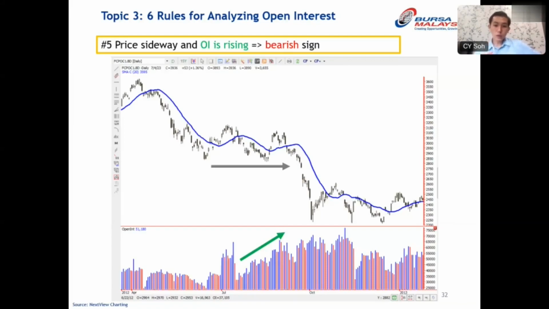But there is one rule of thumb you can actually follow. Rising open interest in the sideways usually assumes that hedgers are taking the short position. Hedgers want to protect themselves, so most of the time hedgers would take a short position to protect against price coming down. So which is why you can see there would be an increase in open interest.